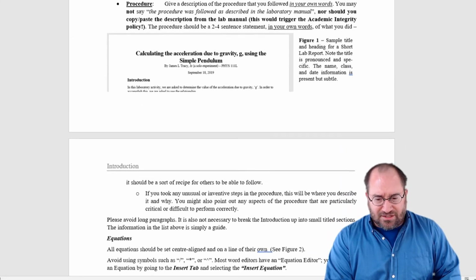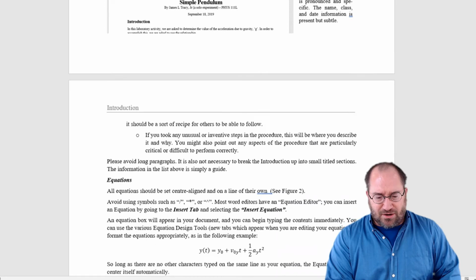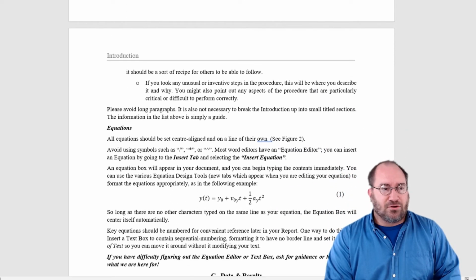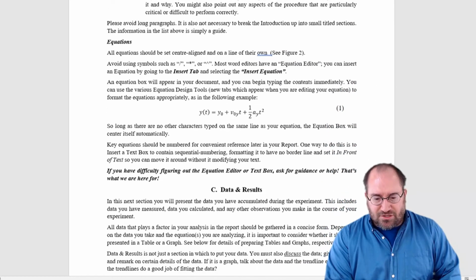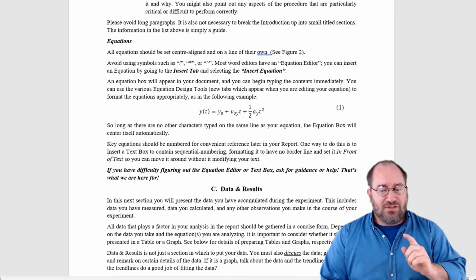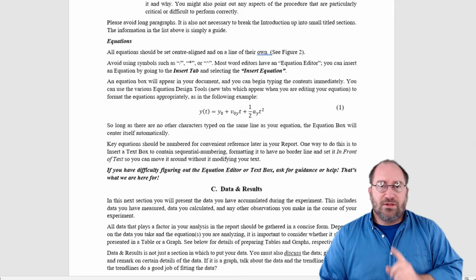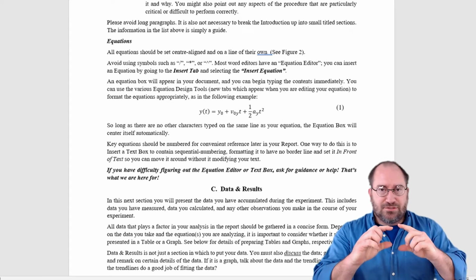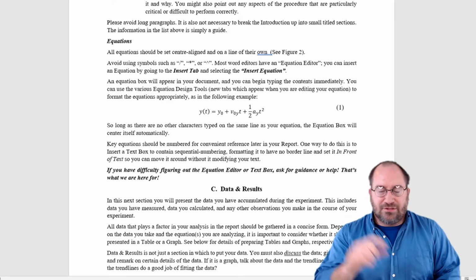The title you can see is organized and centered, boldface, larger type. Equations are inserted into the text using the equation editor. We don't want to use pictures. Don't insert pictures.